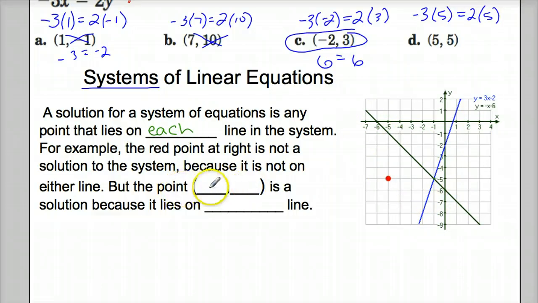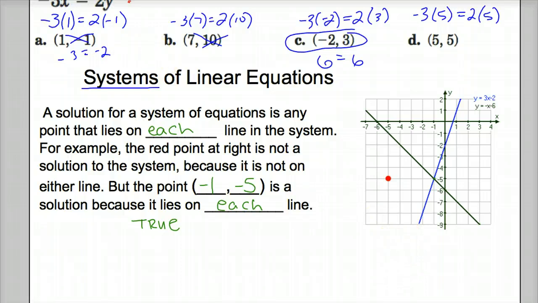But the point, and there's two blanks right here, so what point is this? This point is negative 1, comma, negative 5, right? Because you go over negative 1, down 5. So negative 1, comma, negative 5. That is a solution because it lies on each line. All right, so negative 1, comma, negative 5 is true for both equations, for both lines, both the green line and the blue line.